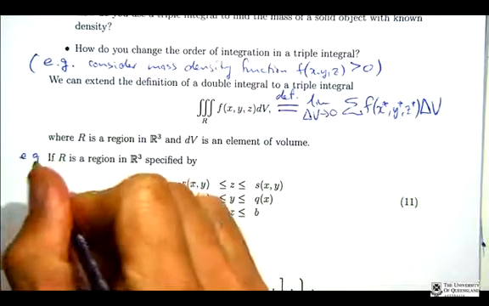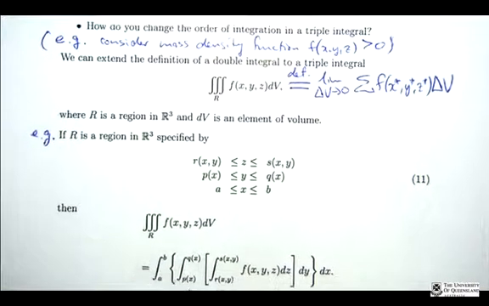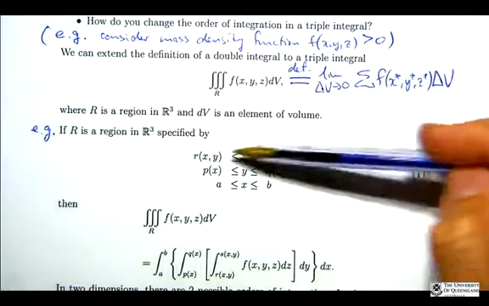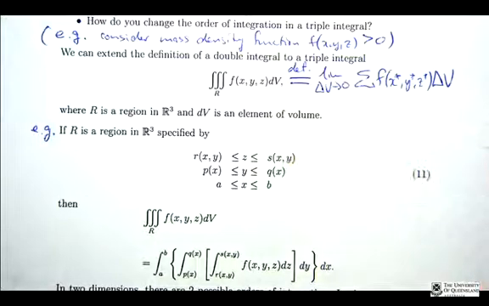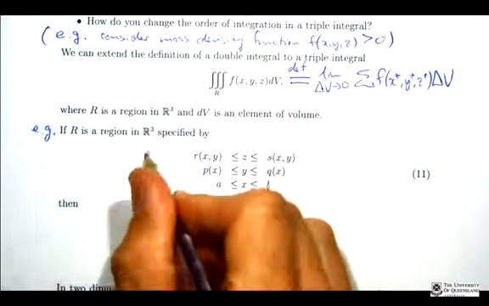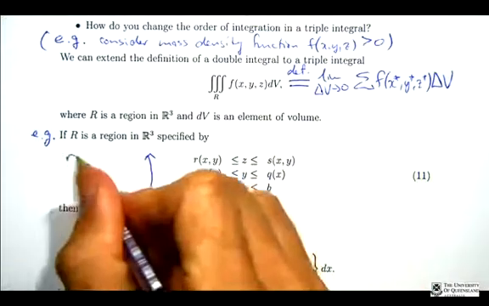So here's just one example. If we've got a region in 3 dimensions, so this is just R3, which just means 3 dimensions, R being the real numbers, specified by this information, now when I see this sort of description of a region in 3 dimensions, I usually read it in this order.